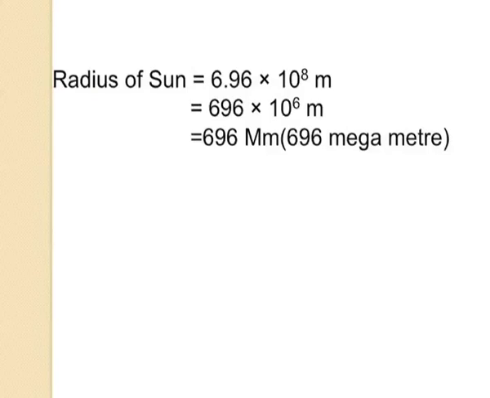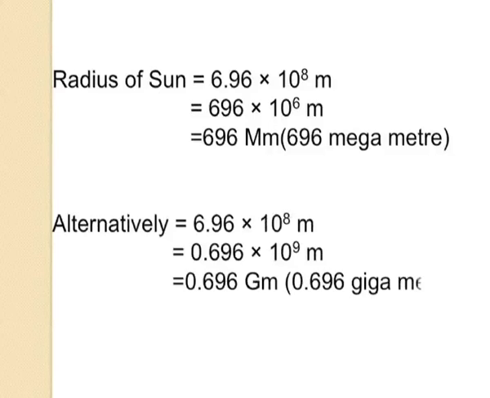Like the radius of Sun, which is given as 6.96 into 10 to the power 8 meters. This can also be expressed as 696 into 10 to the power 6 meters. In fact, it can also be expressed as 696 megameters. Alternatively, you can also express the radius of Sun as 0.696 into 10 to the power 9 meters, or let's say 0.696 gigameter.